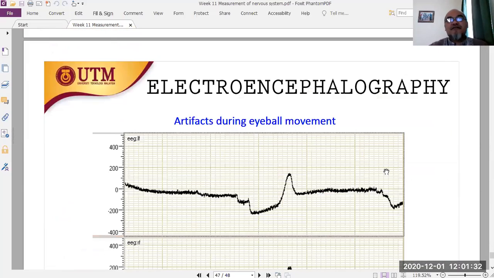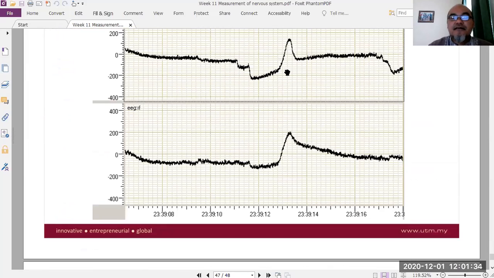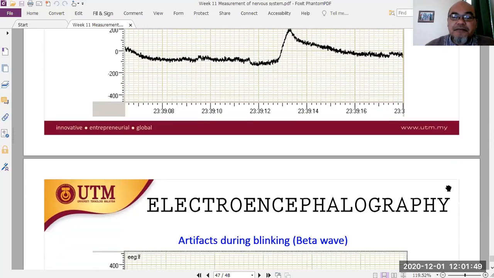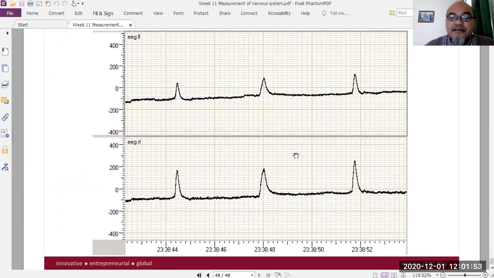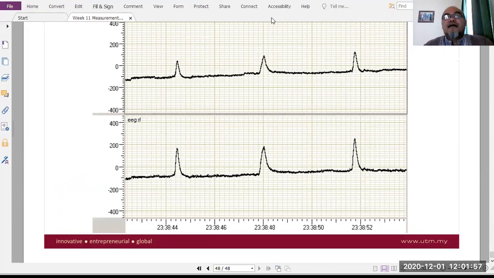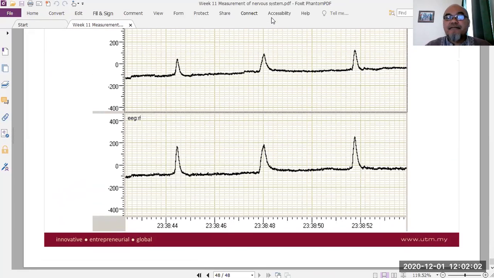When the eyeball moves like this, there is a motion artifact, which also leads to another interesting technique called EOG, electrooculography, a technique also using electrodes to measure the motion of the eyeball. Then during blinking, this is the beta wave, and you have more increased signal. Okay, that will be all for the EEG.